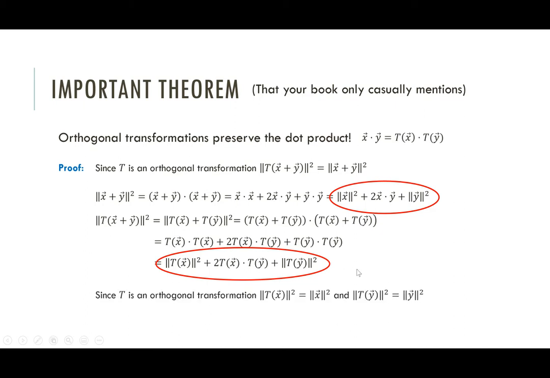But notice, since T is an orthogonal transformation, the length of T of x squared has to be the same as the length of x squared. The length of T of y squared has to be the length of y squared. And so these cancel, and we're left with 2 Tx dot Ty equals 2 x dot y. Cancel the 2's. x dot y is T of x dot T of y. So there we go. Orthogonal transformations preserve the dot product. And we're going to pretty immediately put this to use.